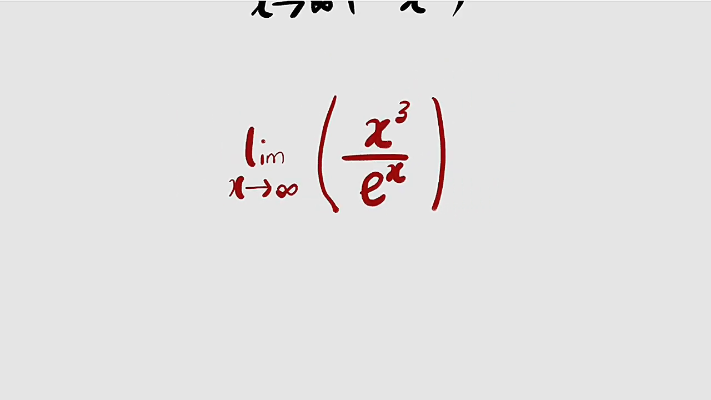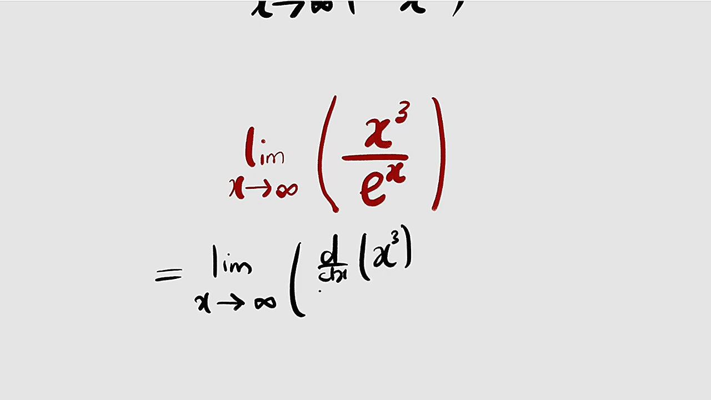Alright, here it is. One thing you should observe: if you substitute infinity into the top and the bottom, you're going to obtain infinity over infinity, which is an indeterminate form, which we don't want. Therefore, we are going to differentiate the top and the bottom separately. So this is the same thing as the limit as x approaches infinity of d over dx of x to the third power divided by d over dx of e to the x.